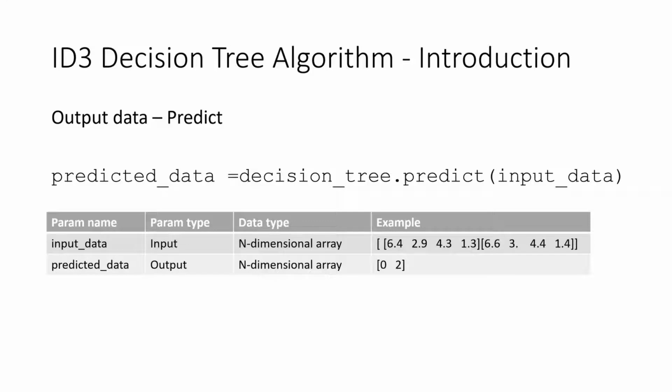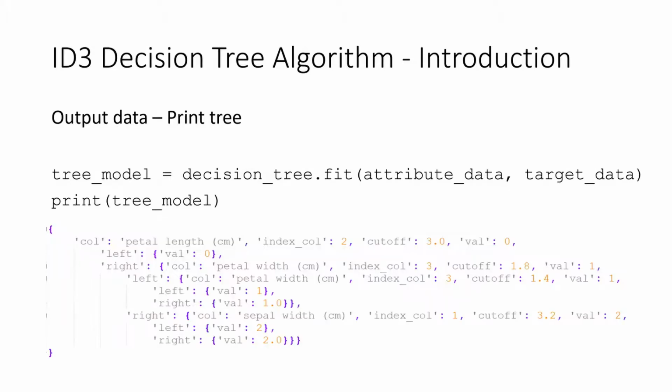The prediction is done by the predict function taking one input. In the example, the input data is a two-dimensional array, and the output data is a one-dimensional array of numbers. The tree model can also print itself out in a JSON format for readability.